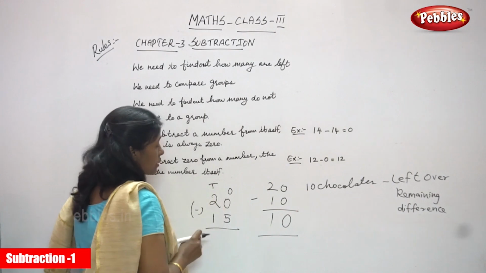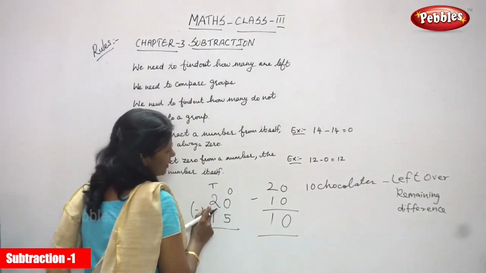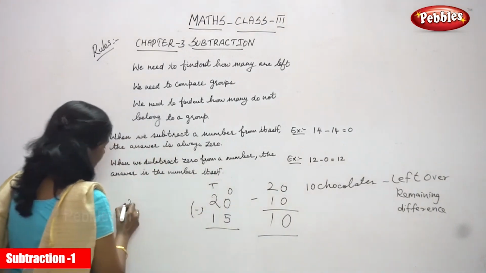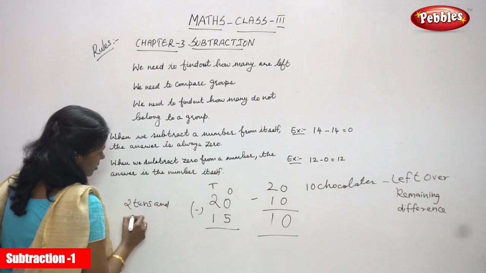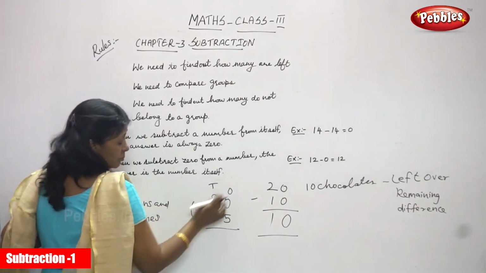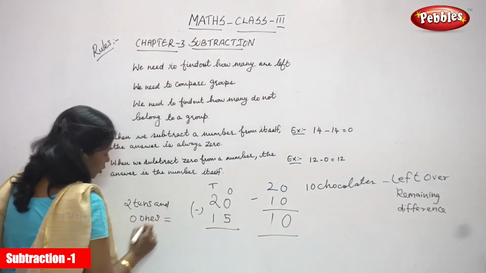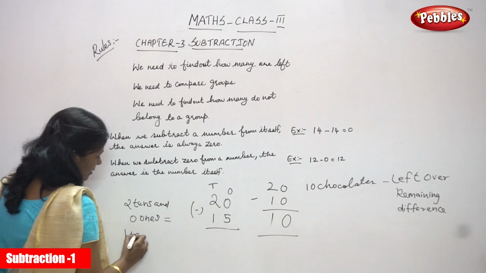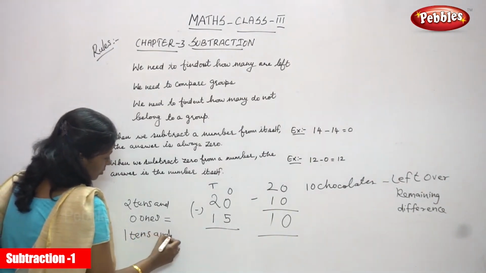That is the meaning. So, I have to borrow from tens. So, how many tens? 2 tens and 0 ones. So, I will write 2 tens and what? 0 ones. Now, I am going to borrow from what? Tens. So, now 2 tens and 0 ones has become 1 tens and what?